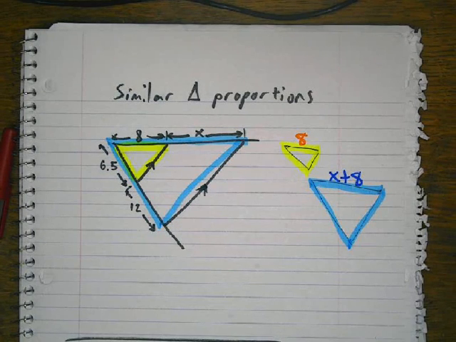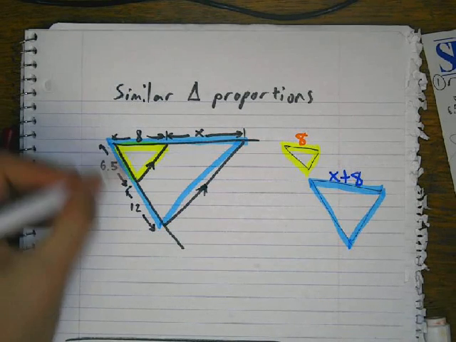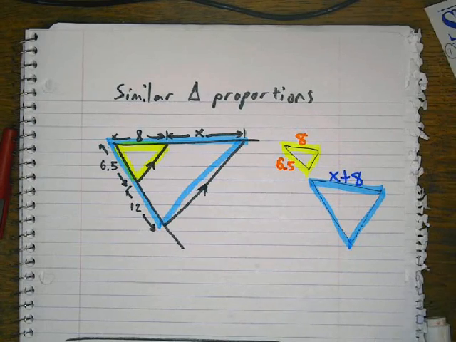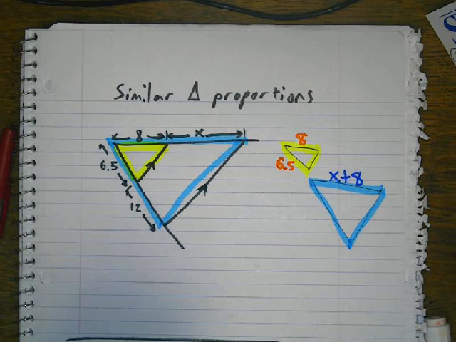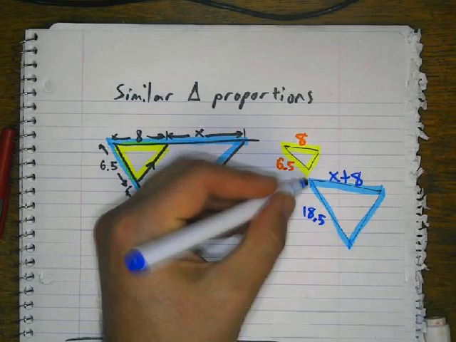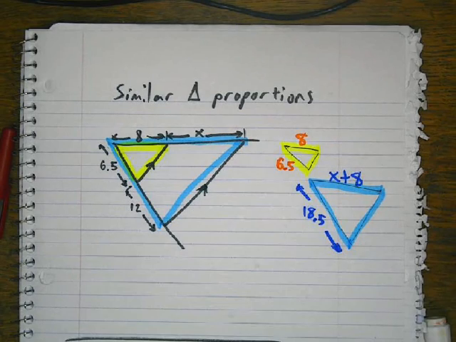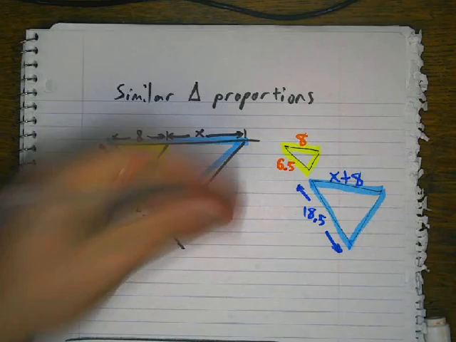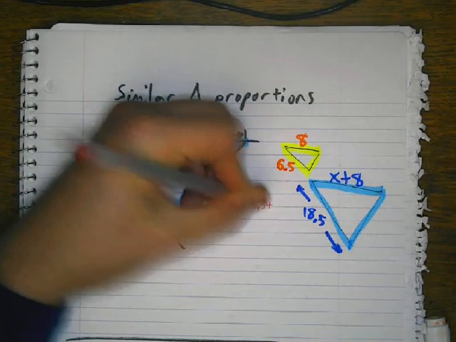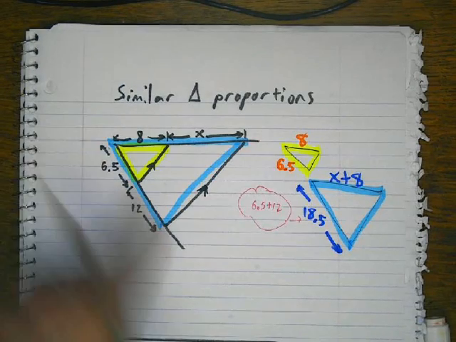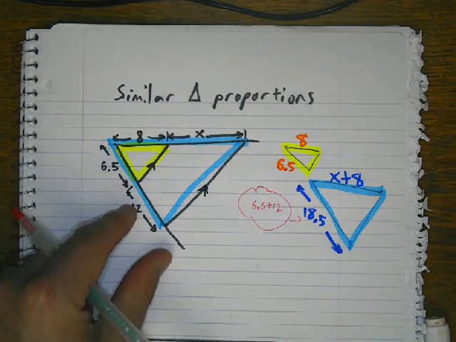Now, this side here is 6.5, and the length of this whole blue side is 6.5 plus 12, which is 18.5 from here to here. So how did I get 18.5? This was 6.5 plus 12. Right? Because that's the length of this whole thing. 6.5 plus 12 is 18.5.